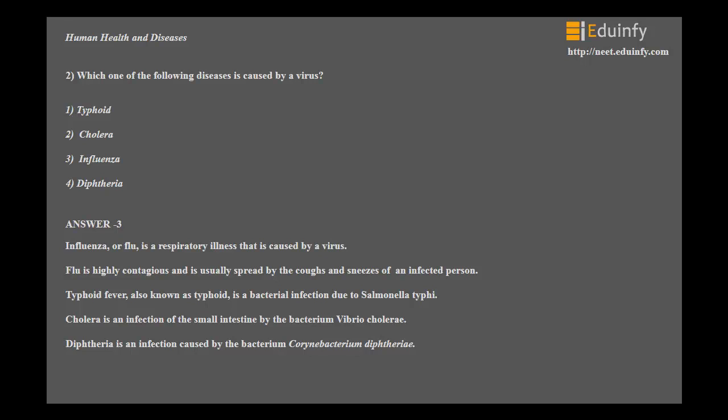Common cold is caused by reovirus, smallpox by variola virus, hepatitis by hepatitis A virus, hepatitis B virus, hepatitis C virus, hepatitis D virus, measles by rubella virus, poliomyelitis by polio virus, encephalitis by herpes simplex virus, and mumps by paramyxovirus.